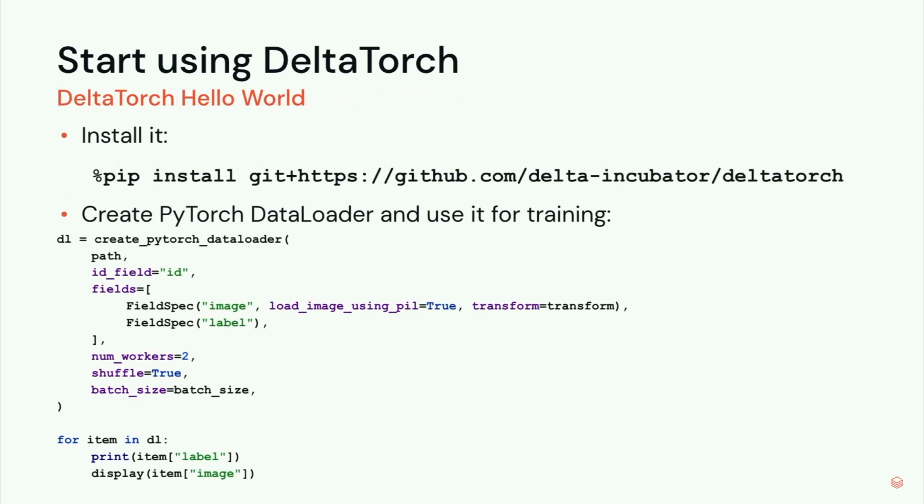Okay, so here is an example. You can easily install DeltaTorch using pip, or from the Git repository. It's also available in PyPI. As I mentioned, it's just one function, which is called create PyTorch data loader. And there are a bunch of parameters that you will need to specify. At first, you have to specify the path to our Delta table. After that, you'll have to specify the name of the ID field. And after that, in the fields property, you can specify the list of your features. So you can have multiple field specifications. Those are our features, and they will be available during training.